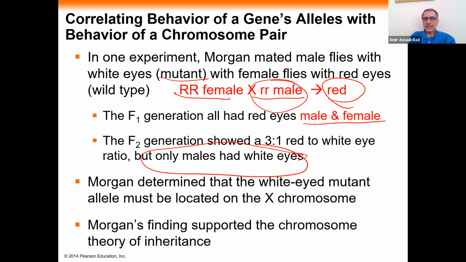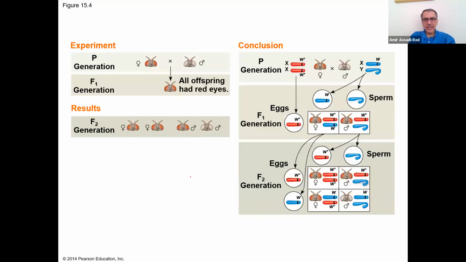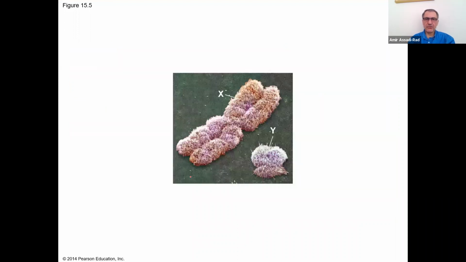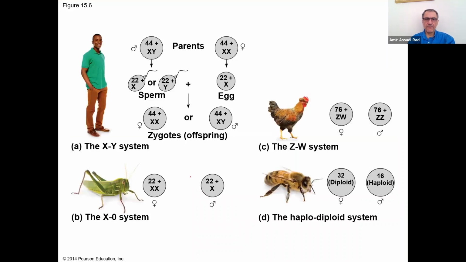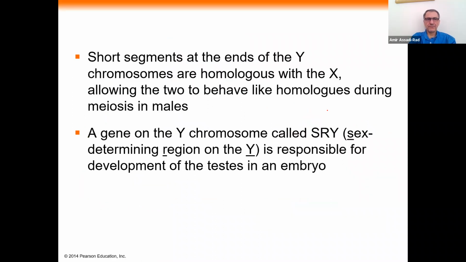Morgan determined that the white-eye allele is located on the X chromosome, the sex chromosome. Right here, it's talking about the sex chromosomes and what is happening. I'll let you study that. Here is the X and Y chromosome. In the animal kingdom, we humans use X and Y, but other animals can use different systems, such as ZW and ZZ, or in the case of bees. Study that on your own. I'm not too crazy about it.